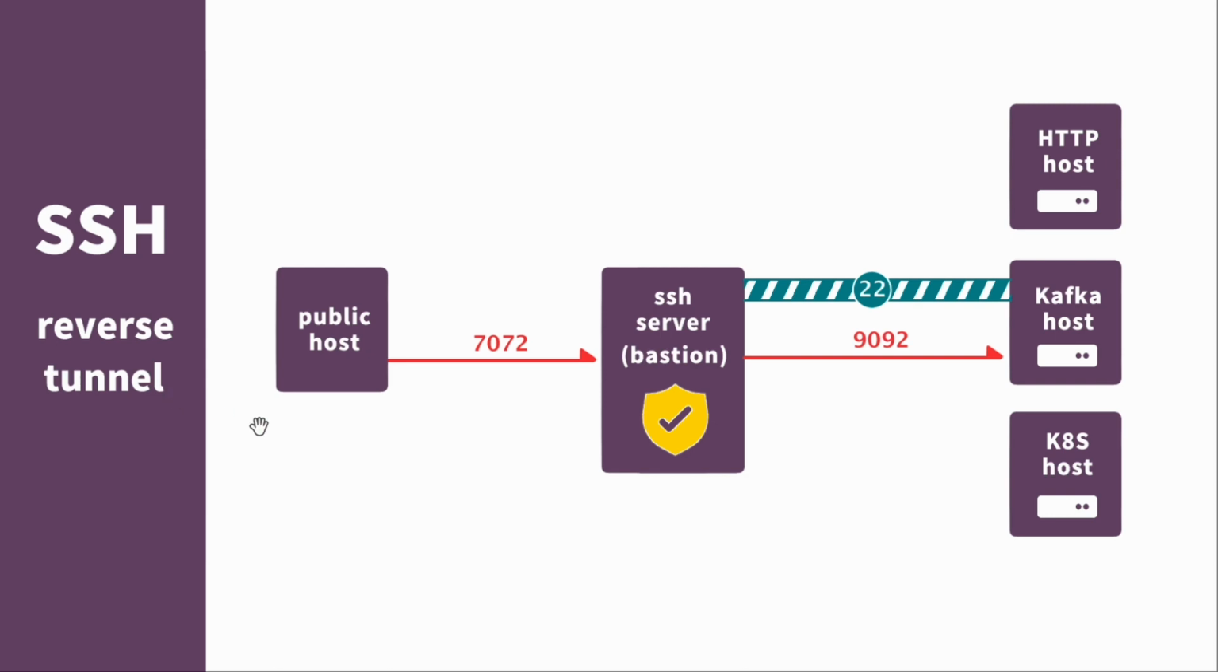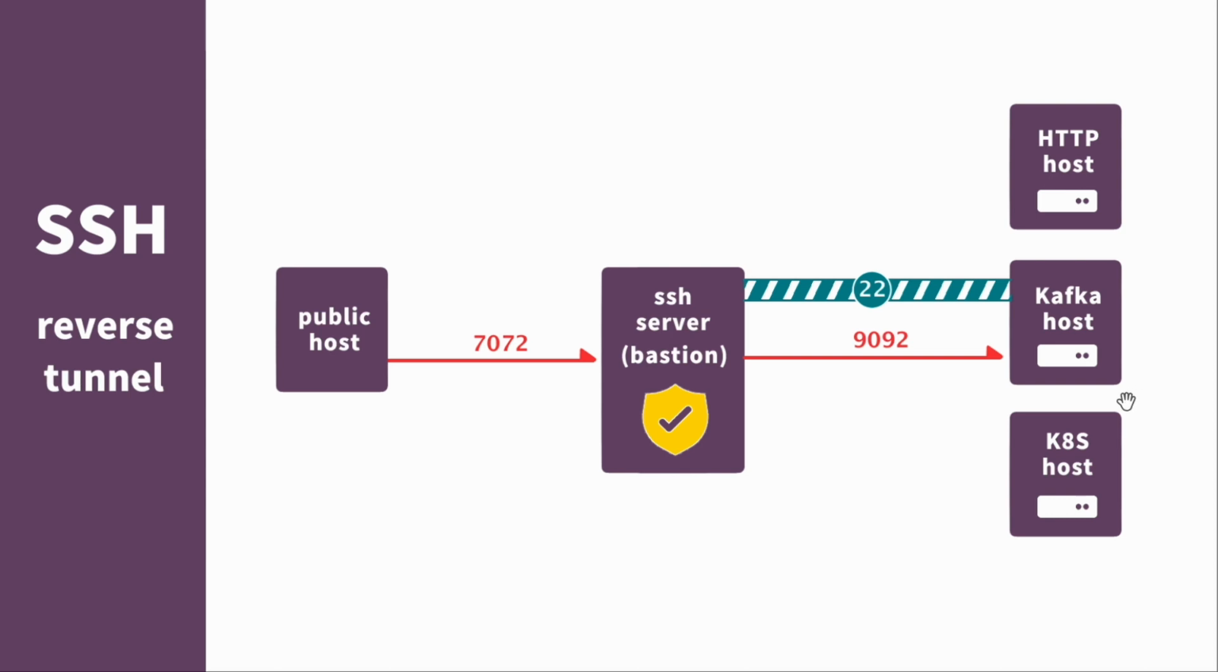So from now on, people on the internet who can access this public host, if they send their request to port 7072 through our bastion server, the request will be redirected to the Kafka host's port 9092. In this way, we open up our Kafka host to the public via our bastion server by leveraging SSH reverse tunneling. This is a very handy technique.